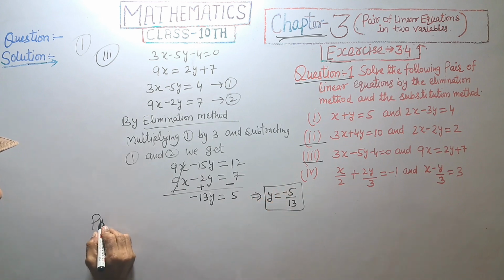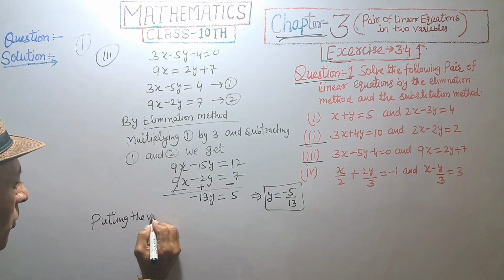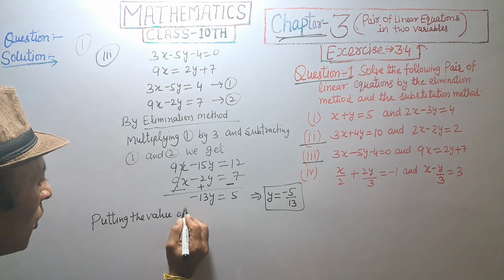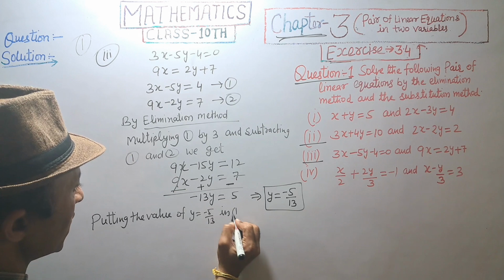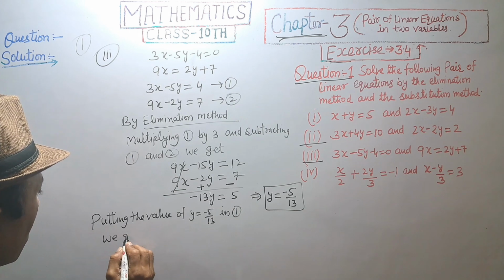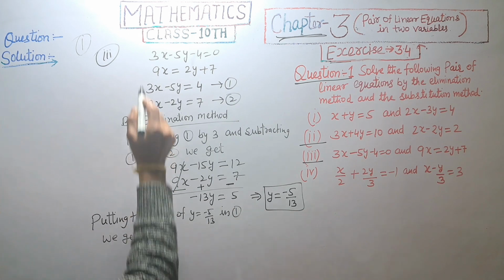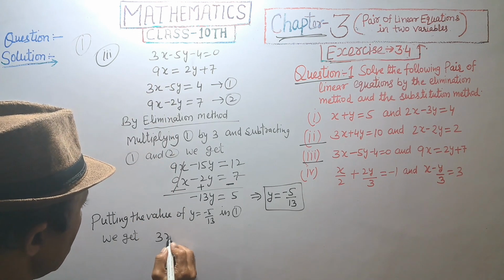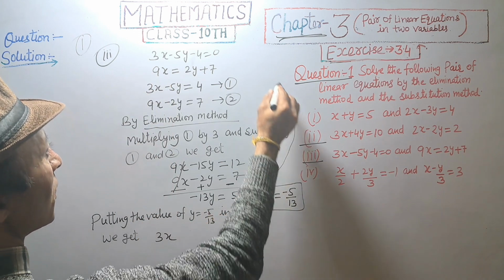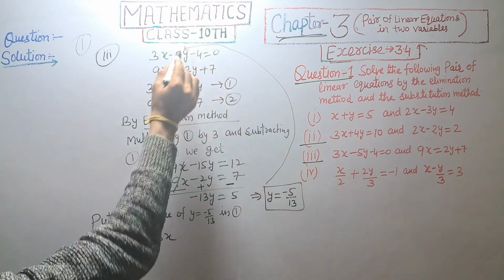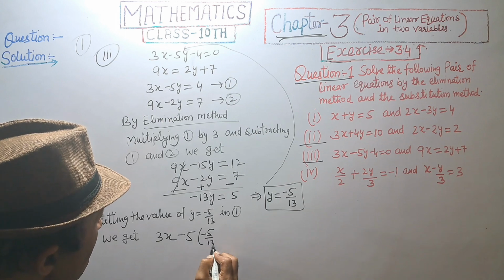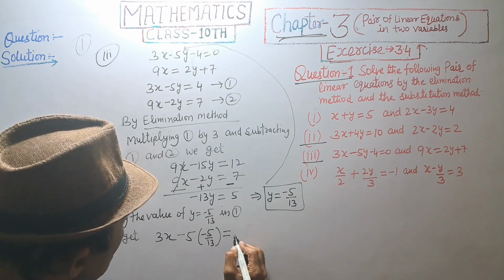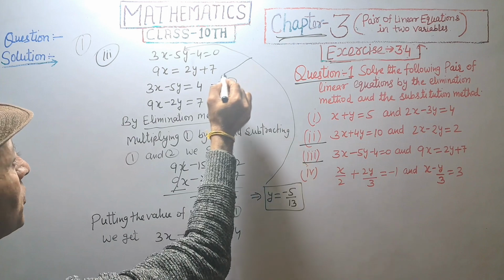Putting the value of y is equal to minus 5 upon 13 in first, we get 3x minus 5 into minus 5 upon 13 is equal to 4. That is first equation is here.